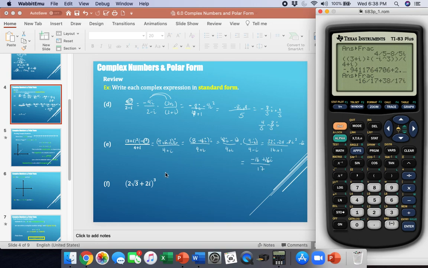But I wanted to get out the calculator. I purposely didn't do this last one because I first want to look at it on the calculator. So 2 square root of 3 plus 2i, all cubed. Oh my goodness. Cubed. Well, that's a nice number. Wait just a second here. What's happening?